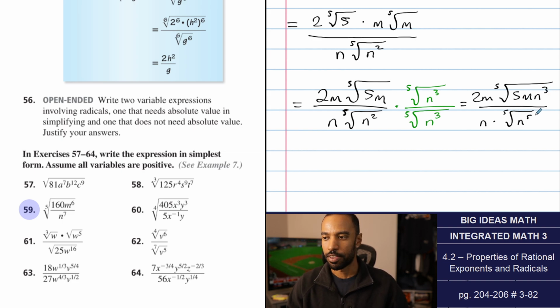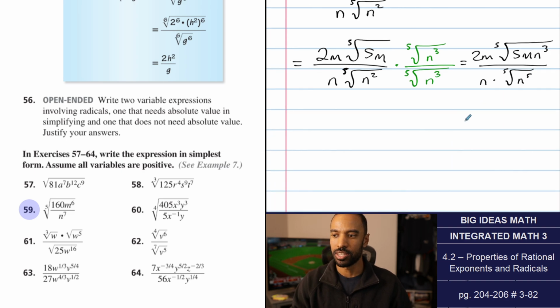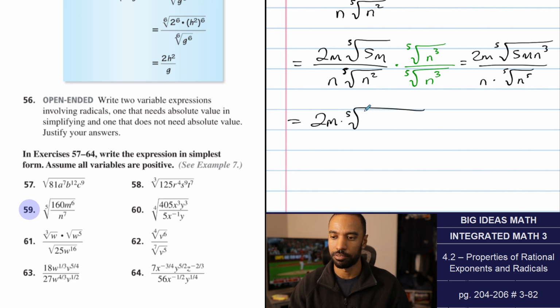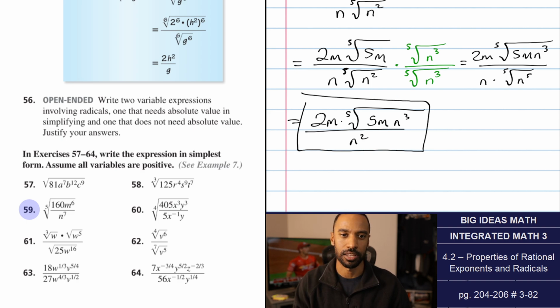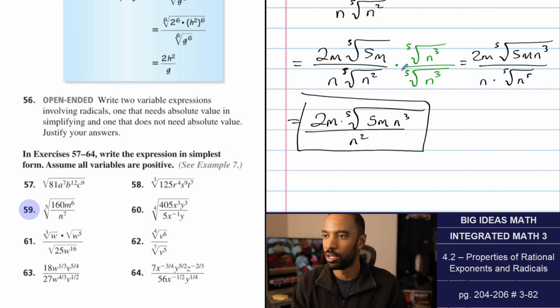And again, fifth root of n to the fifth is n, and n times n is n squared. So you end up getting 2m times the fifth root of 5m n cubed over n squared. And that's a rationalized denominator answer, right? Those are the kinds of ones that we're trying to look for as a whole when we are finished, all said and done.